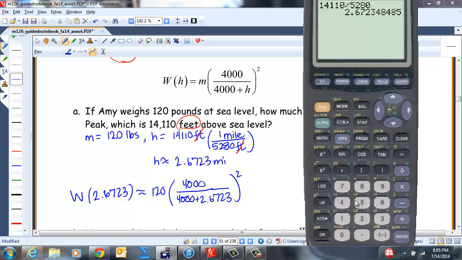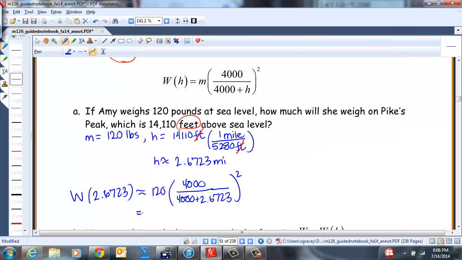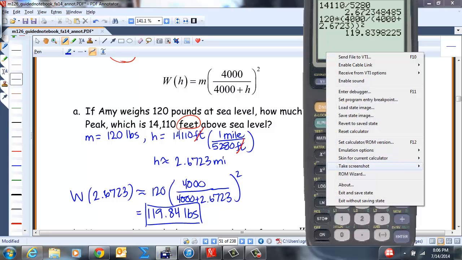So 120 times parentheses, 4,000 divided by quantity 4,000 plus 2.6723. This one ends the denominator parentheses. This ends the whole quotient, and then we're going to square that, and we get approximately 119.84 pounds. So let me paste that screen for you.